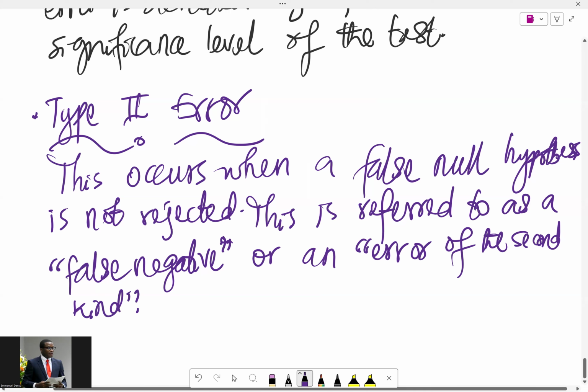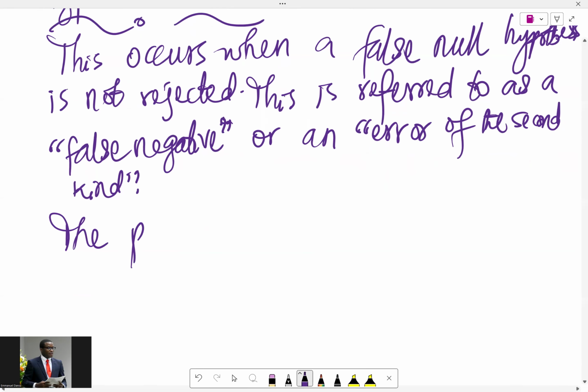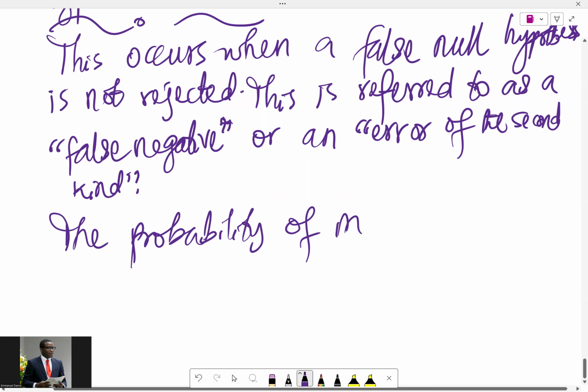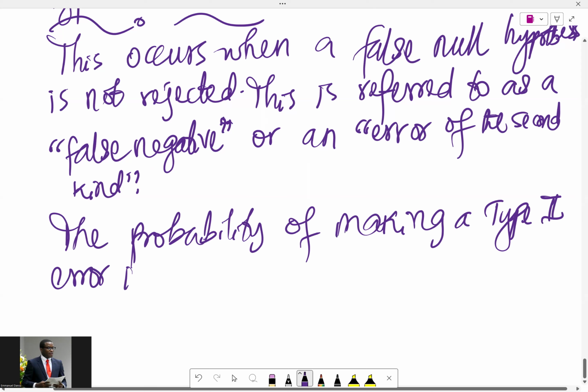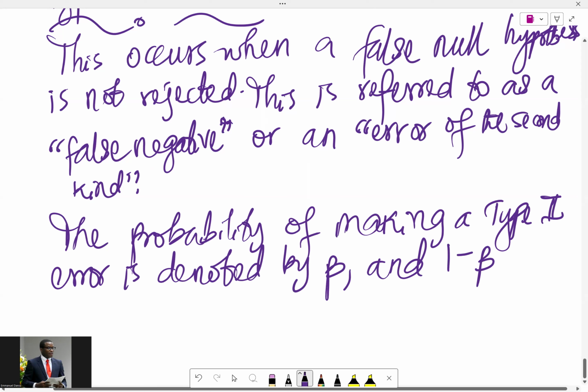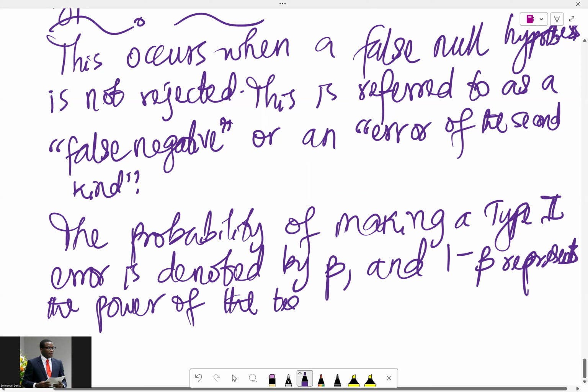Okay. So the probability of making a type 2 error is denoted by beta, and 1 minus beta represents the power of the test. So if you want to find the power of the test, then you get 1 minus beta.